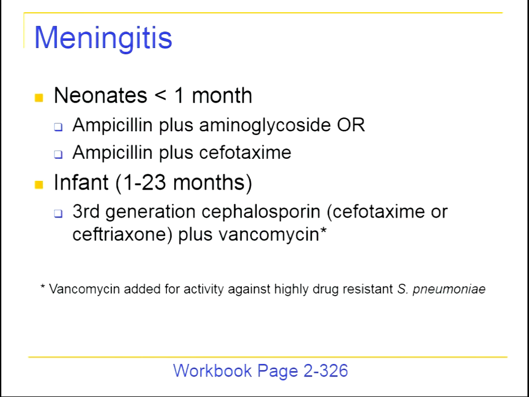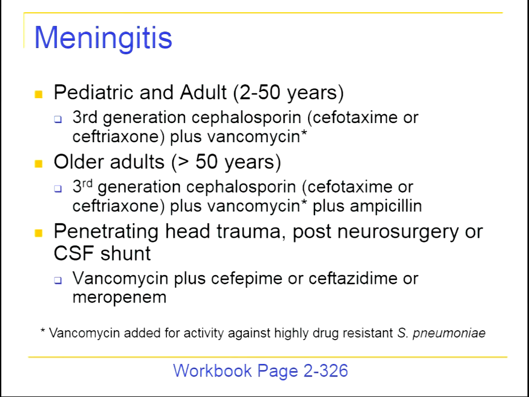Treatment-wise, for neonates you need to add ampicillin plus an aminoglycoside, or ampicillin plus cefotaxime. For infants, a third-generation cephalosporin plus vancomycin, and that tends to be what we see in pediatrics as well, and in pediatrics and adults. In older adults then, same therapy, except you need to add ampicillin. The ampicillin is added there for listeria.